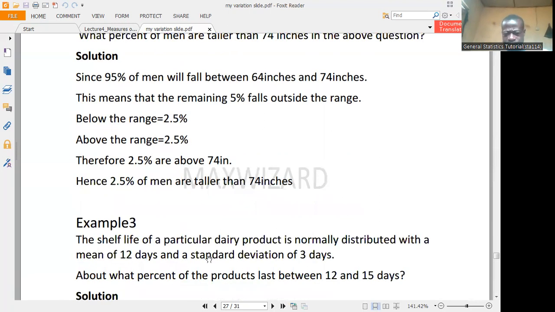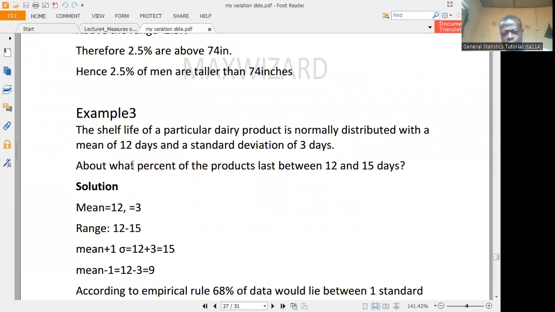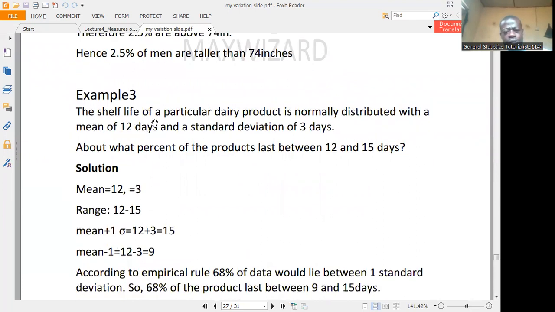Okay, let's see another example. Another example is here. We have the shelf life of a particular dairy product that is normally distributed with a mean of 12 days and a standard deviation of 3 days. Now the question is about what percentage of products last between 12 and 13 days. Let's see how to deal with this. 12 and 15 days. But just notice the word 15 days here.